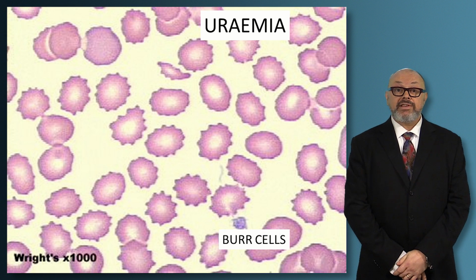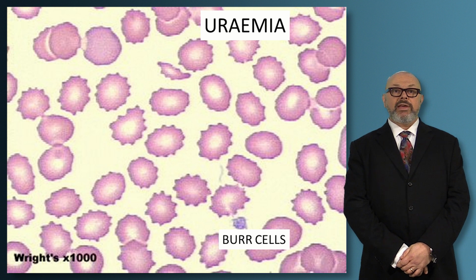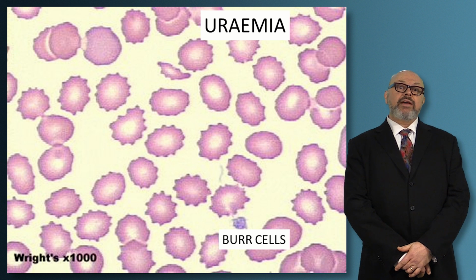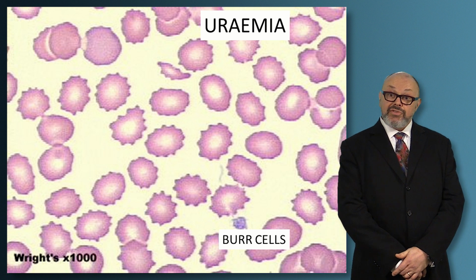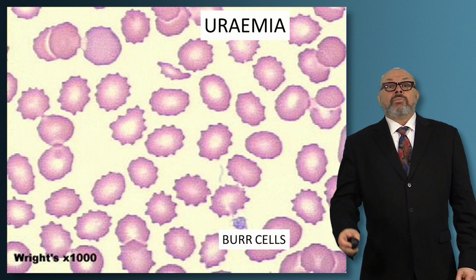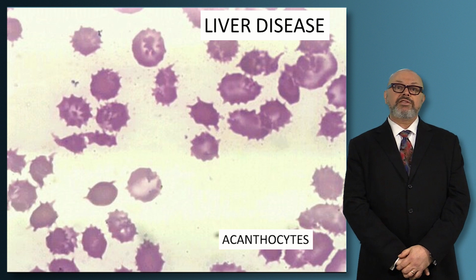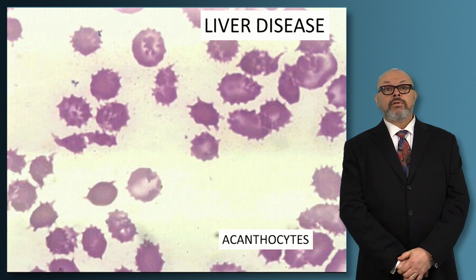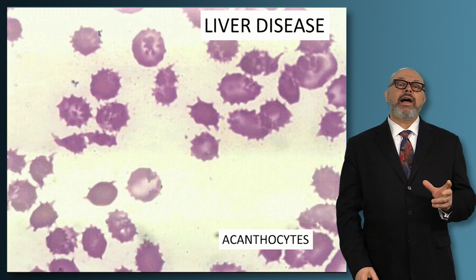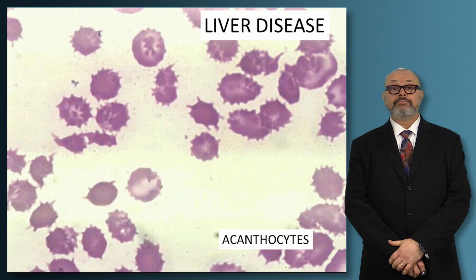You can also get red blood cell changes in kidney failure. This is a blood film from a patient with uremia, meaning kidney failure. And you can see that the red cells have these regular little bumps on their surface. These are called Burr cells, characteristic of this condition. We also see changes in liver disease. These cells are a bit different. They have irregular, spiky projections on their surface. This type of cell is called an acanthocyte. And these changes are caused by alterations in the lipid composition of the red blood cell membrane.